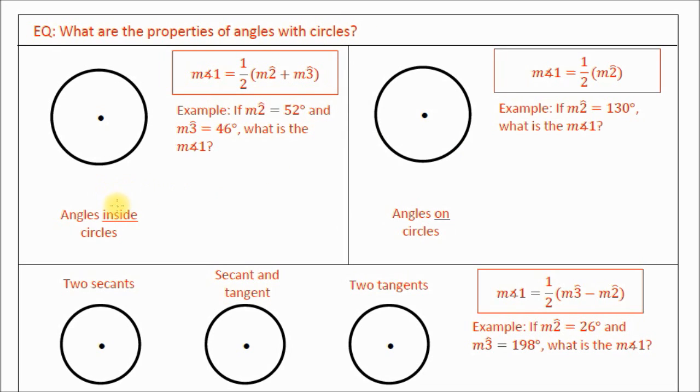We've got three different options, class. We've got angles that are formed inside of circles, angles that are formed on circles, and the last section will be angles that are formed outside of circles.